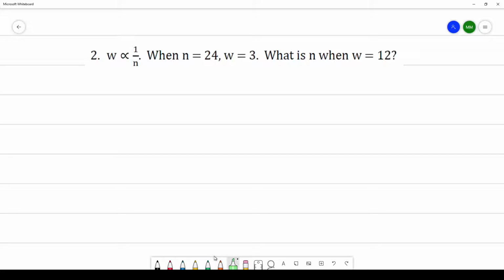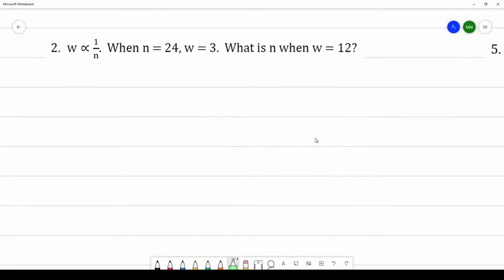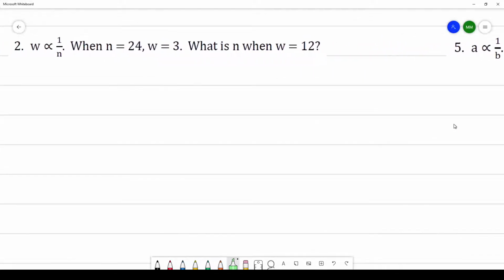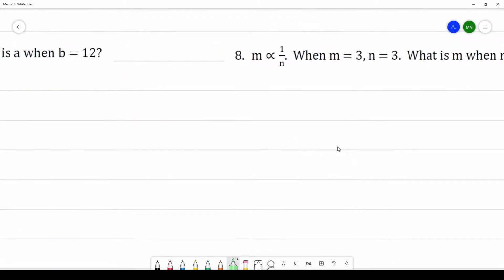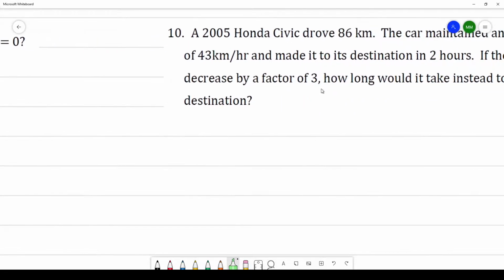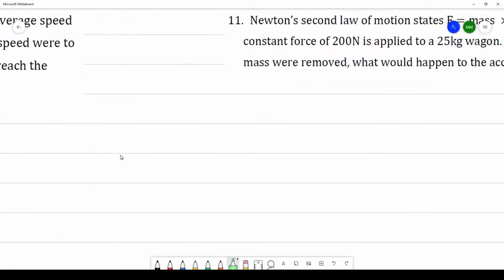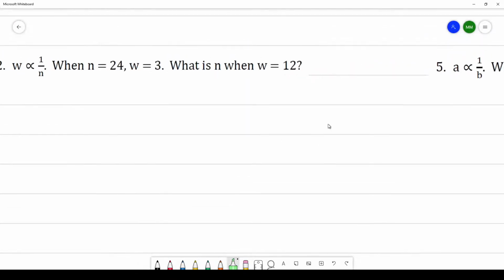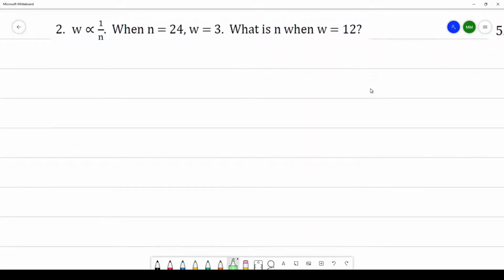First, let's begin by looking at the homework. The first few are just to refresh on what inverse proportions are, and then we'll get to the big problems as well. Some of you were struggling with it, so it's okay. I'll go over them. So the first one is just to refresh on inverse proportion.